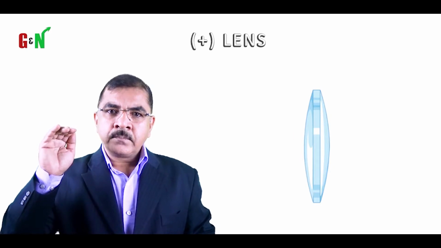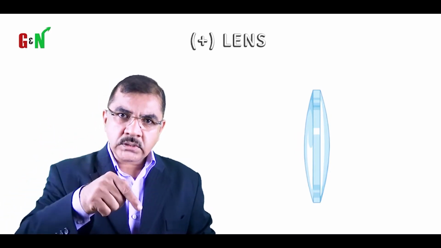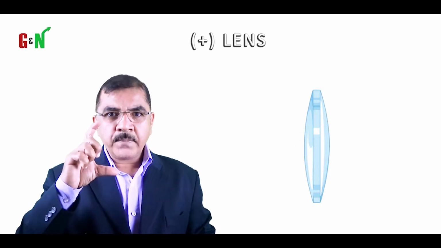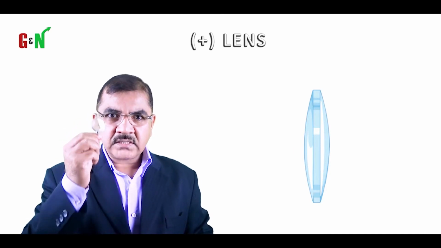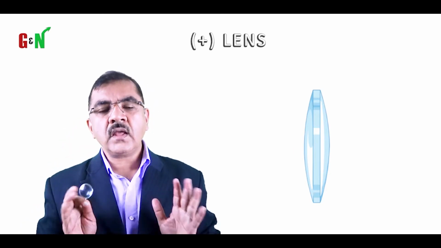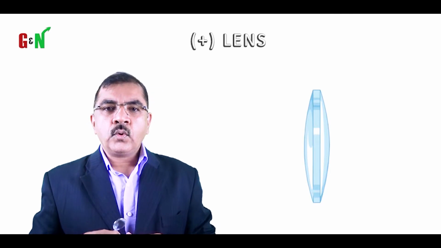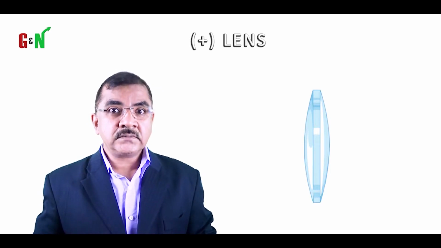So I told you, when a ray passes through a prism, it bends towards the base. So a base to base prism is called a plus lens. So we make a plus lens out of it. Now, how to identify a plus lens?